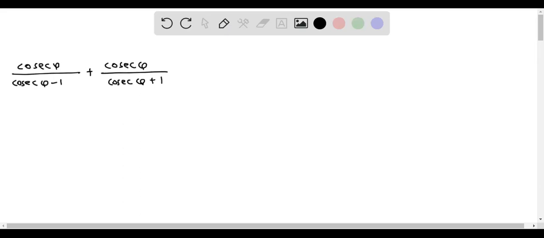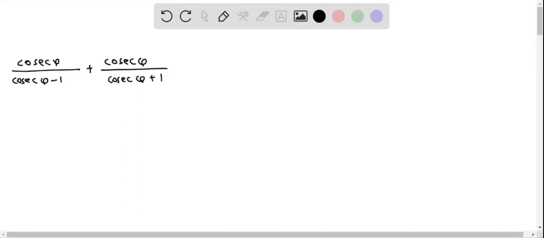Let's now simplify this trigonometric expression, that is cosecant phi over cosecant phi minus 1 plus cosecant phi over cosecant phi plus 1. So first we have to identify the least common denominator. If you look at the first expression, we have cosecant phi minus 1 as the denominator, and the next denominator is cosecant phi plus 1. So basically the least common denominator is the product of these two expressions.